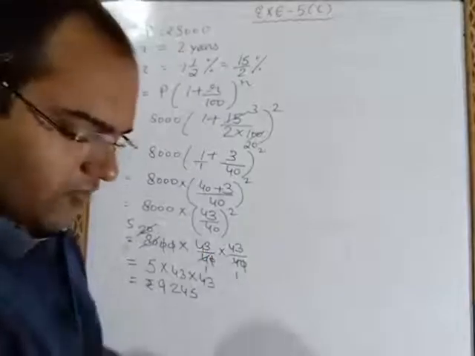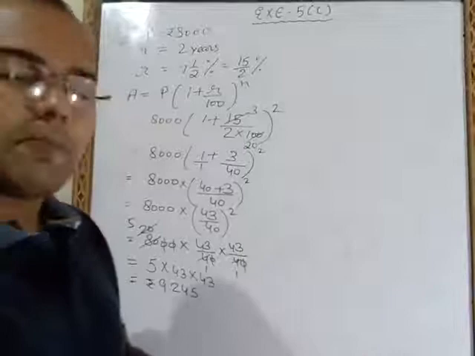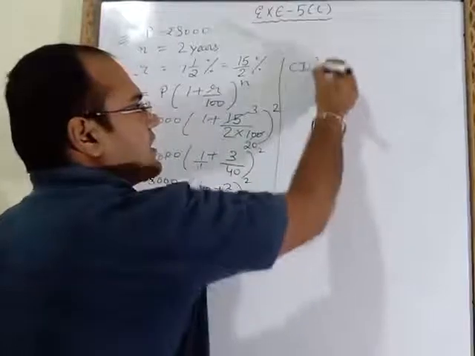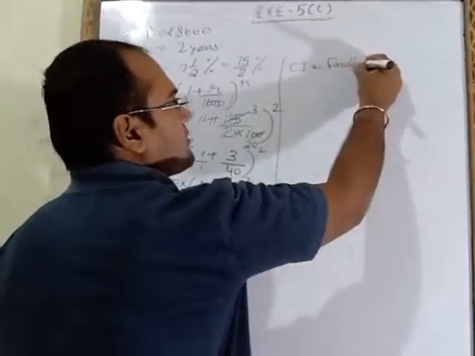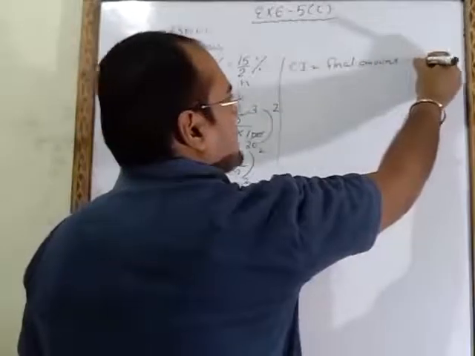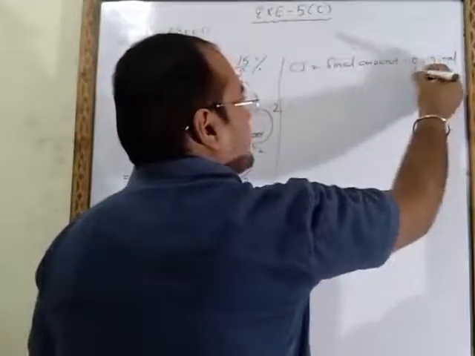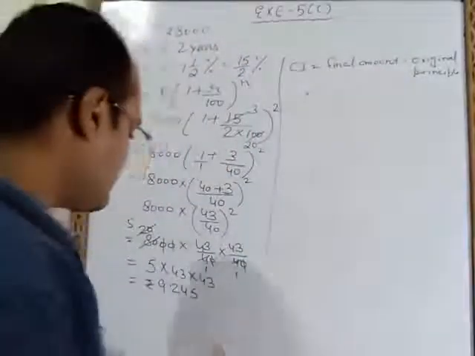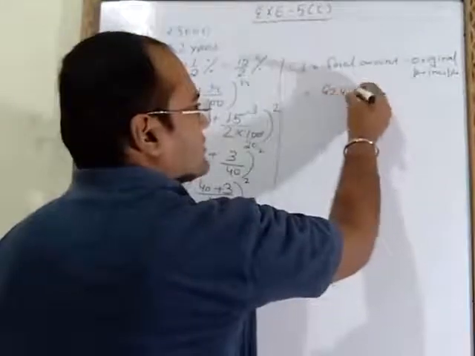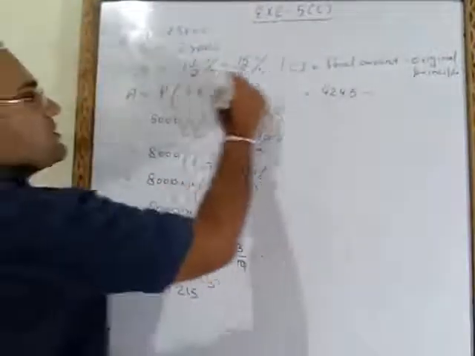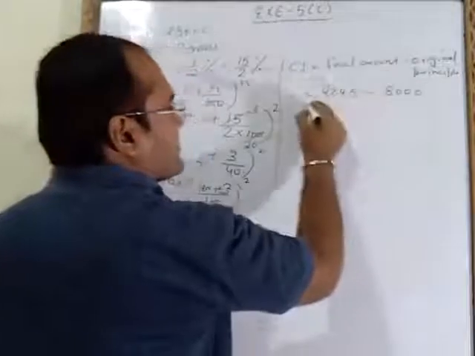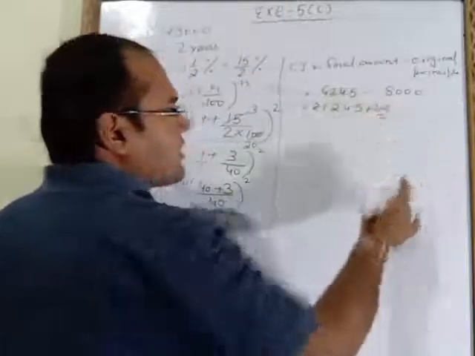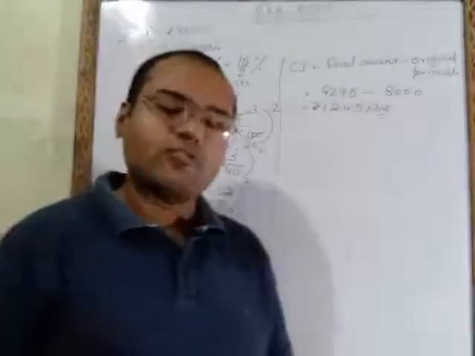And in the question he said you have to find amount as well as compound interest. CI निकालना है, तो CI formula is, CI is equal to final amount minus original principal. So now we have to put the value, CI is equal to amount minus principal. Amount is 9245 minus principal is 8000. On subtracting these two we will get 1245. So this is the answer for compound interest. So like this you have to do question number 3rd.